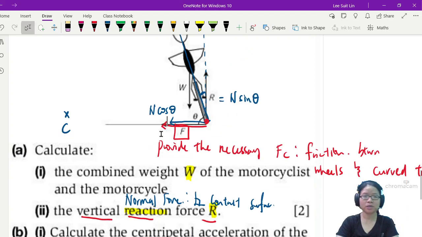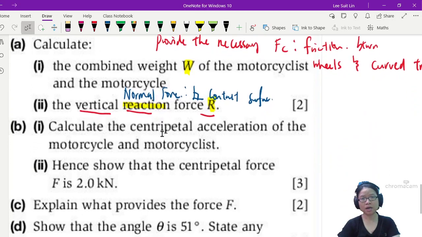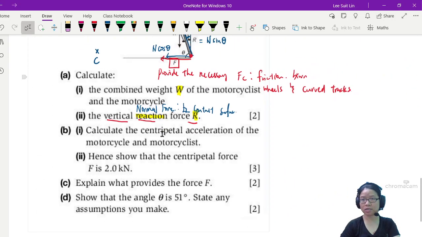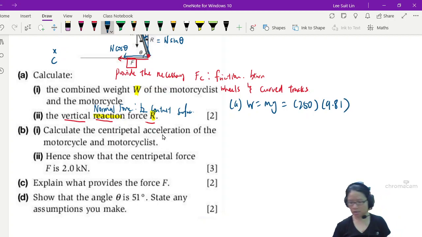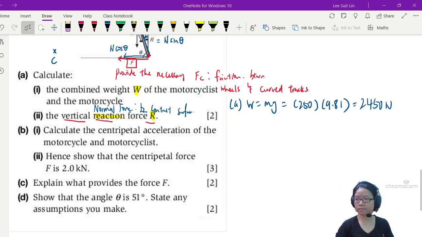All right, so we're going to start the question now. Part 1: Calculate the combined weight of the motorcyclist and the motorcycle. I'm going to zoom out a bit so I can write. We know W is equal to mg, so this is just like a warm-up question. That will be 250 times 9.81. Let me get my calculator. So this is 2450 Newton.